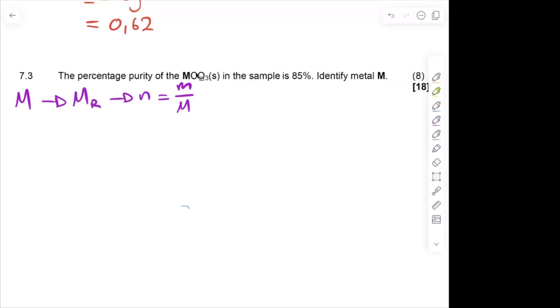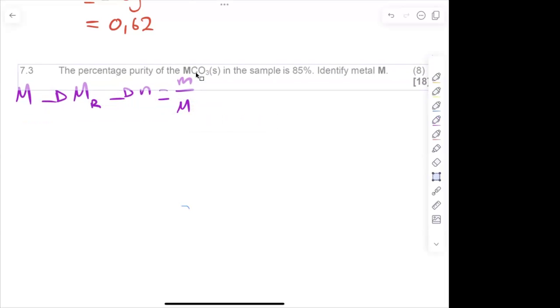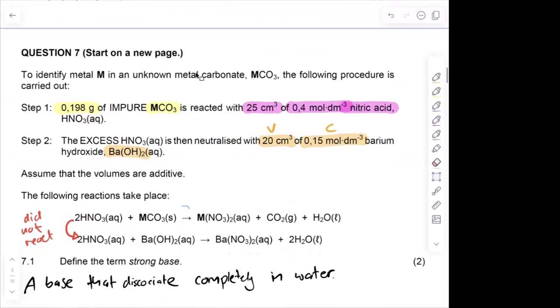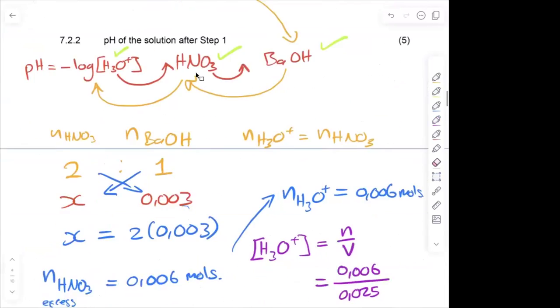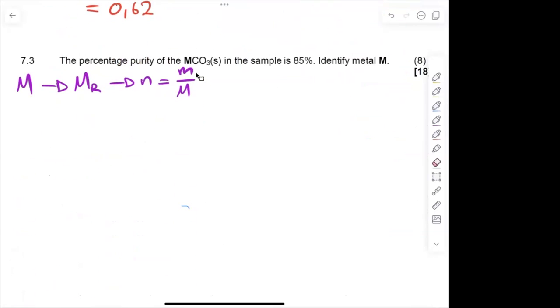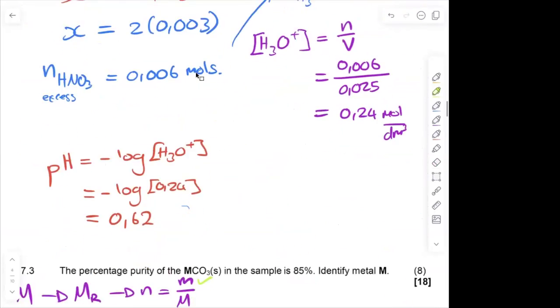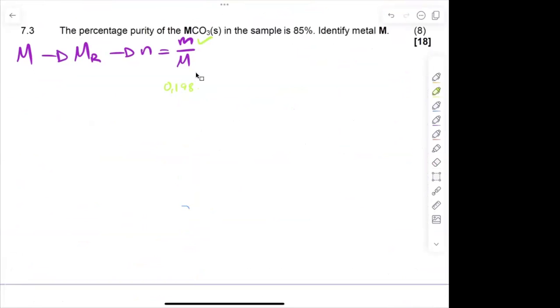In terms of the moles of MCO3, we don't really have a lot of that information, but we were given a mass. The mass we were given is 0,189, right? So we've got the mass. The only thing that we need to keep in mind is that we were told it's only 85% pure. So when we do that calculation, the mass, what is it? 0,198, I think it was. Yeah. 198 grams, we need to multiply that by 80%. It's only 80% pure, right?